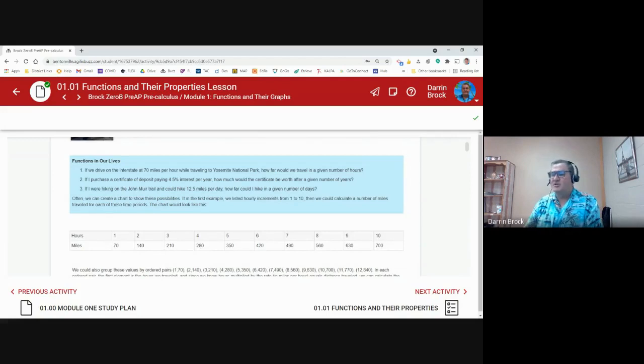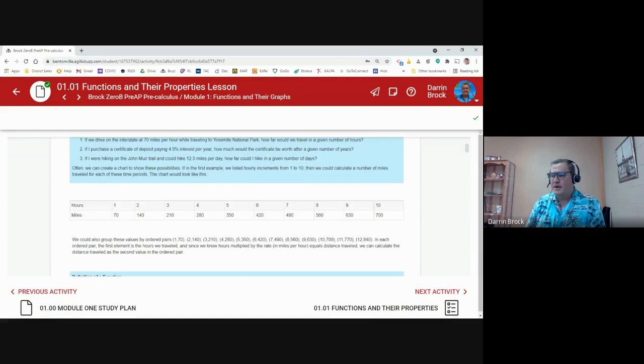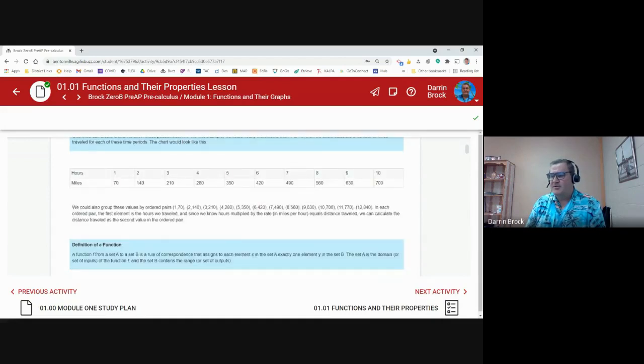We can create a chart to show these possibilities. So on the first example, 1 hour, 70 miles, 2 hours, 140, all the way on, 5 hours, 350, 8 hours, 560. This is just for every hour you go 70 miles because you're driving 70 miles per hour. You could also list some ordered pairs, (1, 70), (2, 140), (3, 210), right? We could do functions as ordered pairs. We can do them as a graph. We could do them as a chart, a table. There's just different ways you can do all of that.